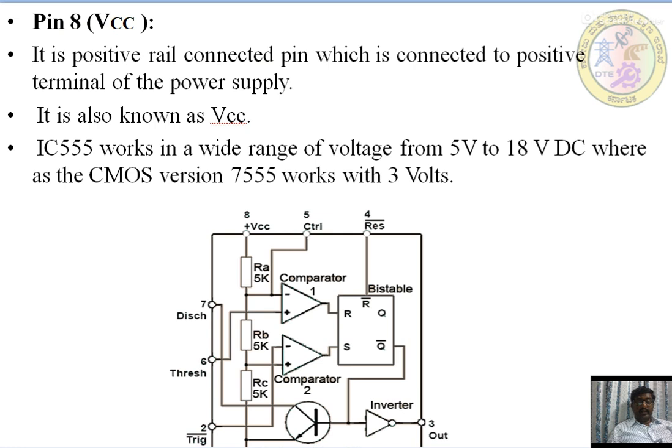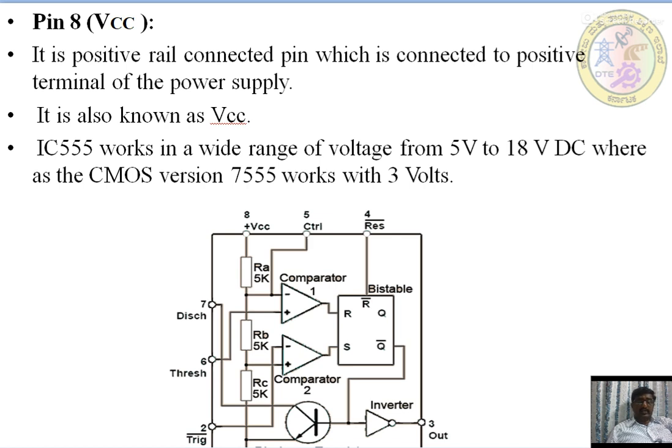So pin number 8 is what? The VCC, a positive pin which is connected to the positive terminal of the supply. Next, the 555 works in a wide range of voltage, 5 volts to 18 volts DC, whereas the CMOS versions work with 3 volts VCC.